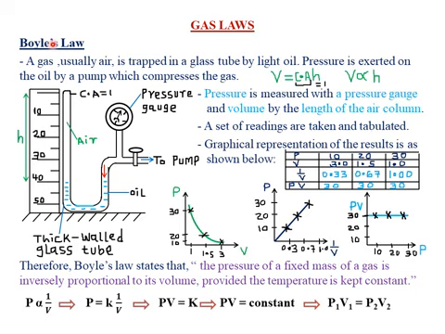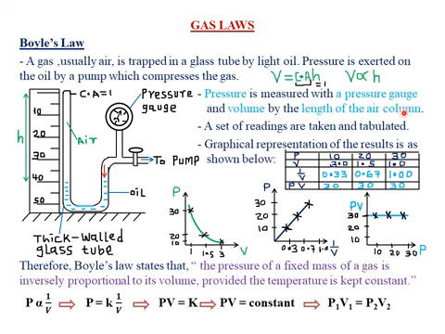Under Boyle's law, a gas, usually air, is trapped in a glass tube by light oil. This is our light oil, and this is our glass tube. Then pressure is exerted on the oil by a pump. This is the connection to the pump, which compresses the gas. Pressure is measured with a pressure gauge, whose purpose is simply to measure the pressure, and the volume is measured by the length of the air column.